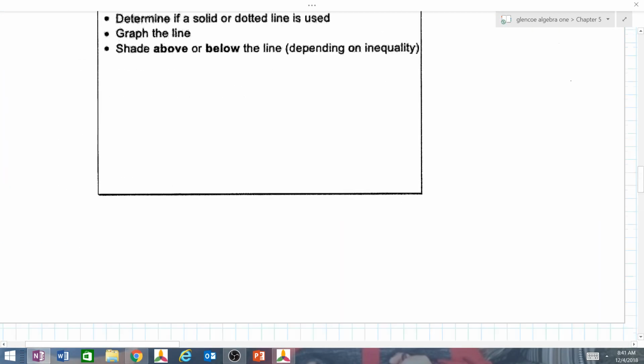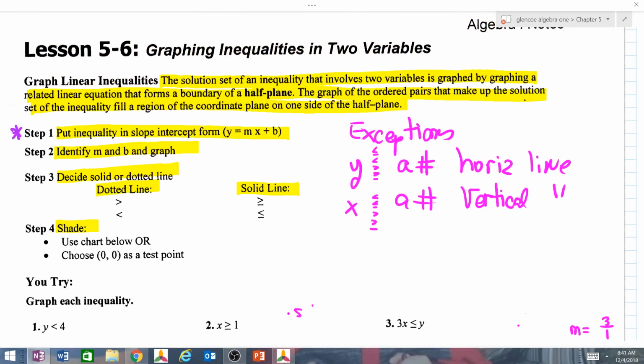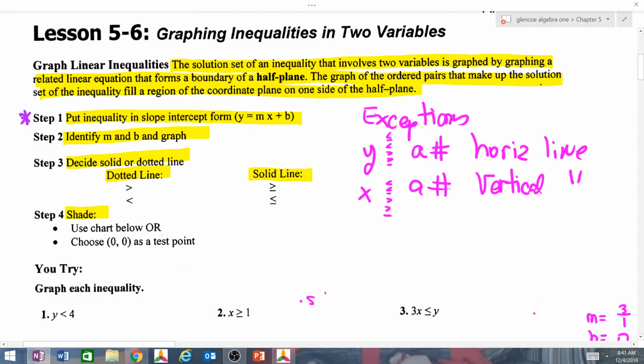So let's go back to our lesson 5.6. The solution set of an inequality that involves two variables is graphed by graphing a related linear equation. That equation forms a boundary or a half plane. It's actually going to cut our coordinate plane into two halves. The graph of the ordered pairs that makes up the solution set of the inequality, we fill in that region.